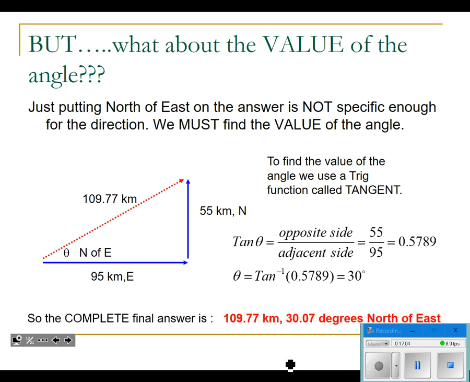So my complete answer would be 109.77 kilometers and 30 point, again, I didn't show my decimals, 0.07 degrees north of east. All right, so that's how we do these types of problems using trig and Pythagorean theorem.